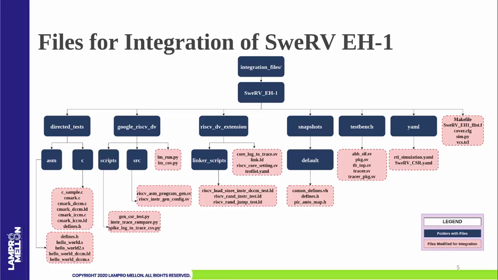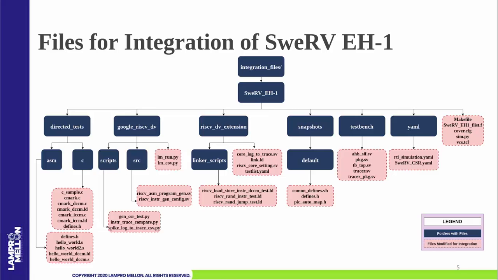The main source file which generates the assembly file is RISC-V ASM program gen. In Google's RISC-V DV, all the code sections are generated from this file. For SweRV, exception and interrupt handler routines are customized in this file. For mapping memory regions from test to SweRV memory map, regions are defined in RISC-V instruction gen config file. Google RISC-V DV generates CSR test from gen CSR test.py script. And the modifications for post simulation comparison are done in instruction trace compare and spike log to trace CSV.